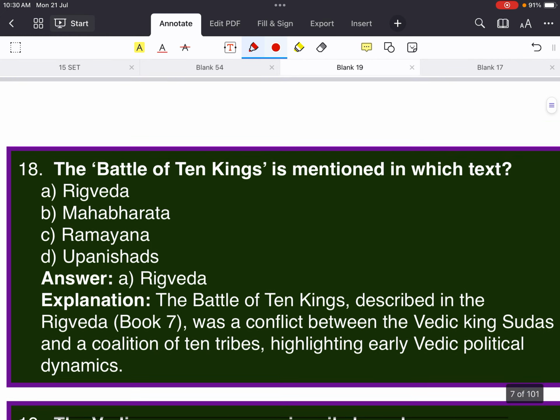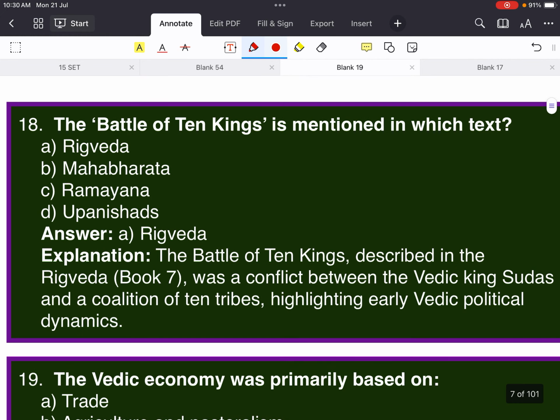Question number 18. The Battle of 10 Kings is mentioned in which text? That is option A, Rig Veda. The Battle of 10 Kings is described in the Rig Veda book 7, which was a conflict between the Vedic king Sudas and a coalition of 10 tribes, highlighting early Vedic political dynamics.